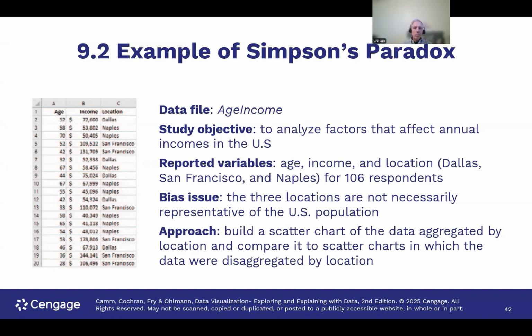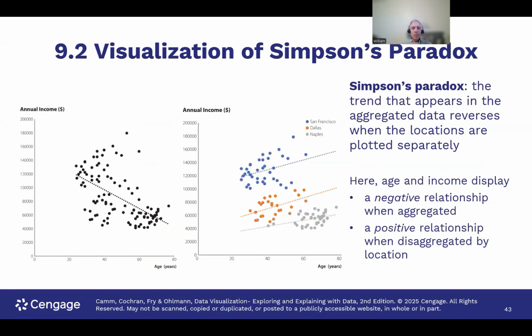And what you get is two different charts. Now let me explain the charts. Out of that data set, we plotted annual income versus age for the whole data set, and we got a chart that looks like this.